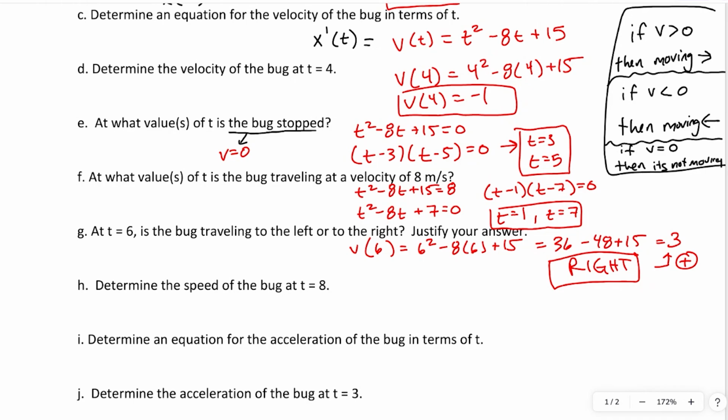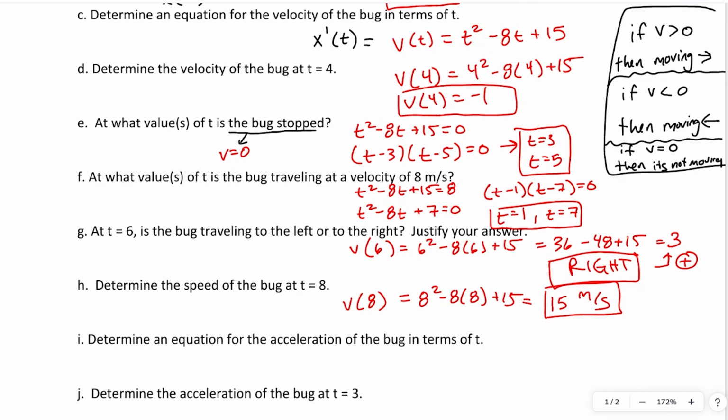All right, so let's find out the speed at t equals 8. Same idea here. We're just going to substitute 8 into our equation. So we got 64 minus 64, that's 0, right? Plus 15 is going to be 15 meters per second. Which is 6 miles faster than Usain Bolt's fastest speed during the 100-meter.